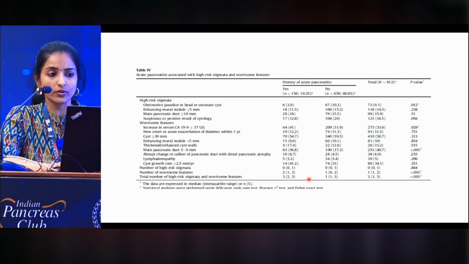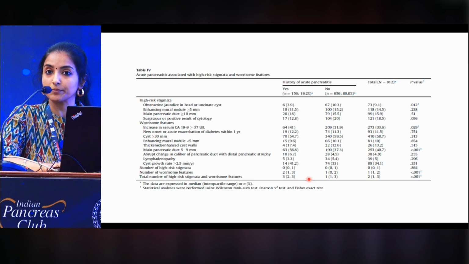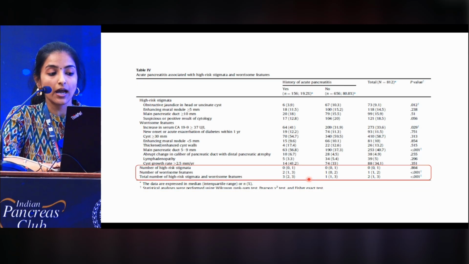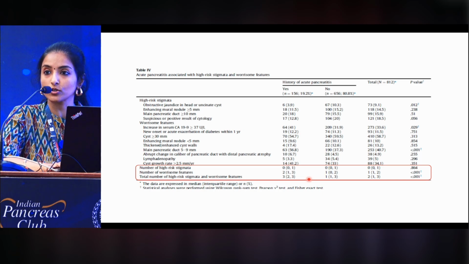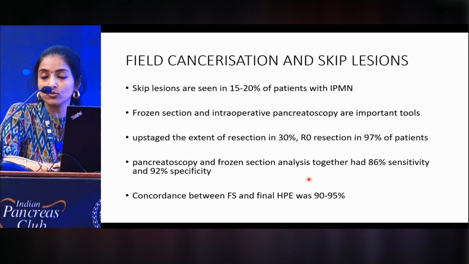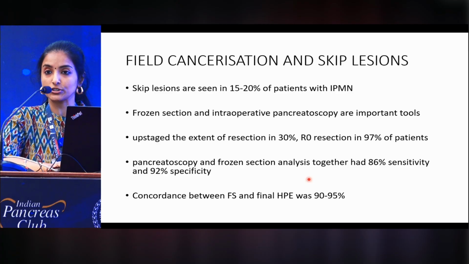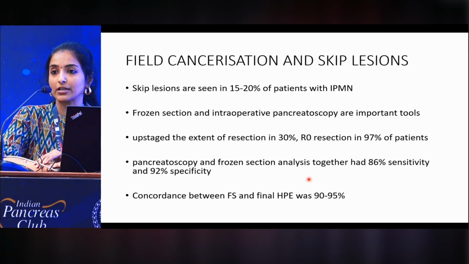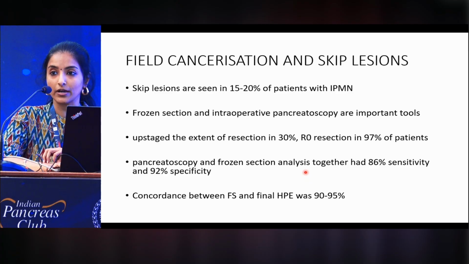Also, when they looked at the sum total of the high-risk stigmata and worrisome features in patients with branch duct IPMN who were on surveillance, anybody who presented with acute pancreatitis had a greater sum total of high-risk stigmata and worrisome features. Now, next coming to the concept of field cancerization and skip lesions, which is the most important challenge when we decide to operate on an IPMN.